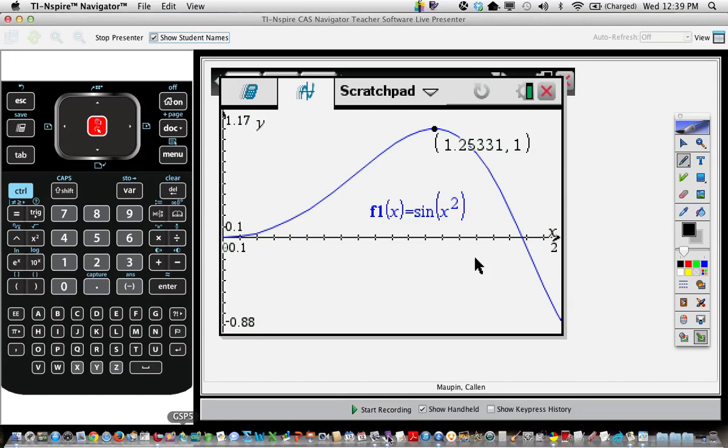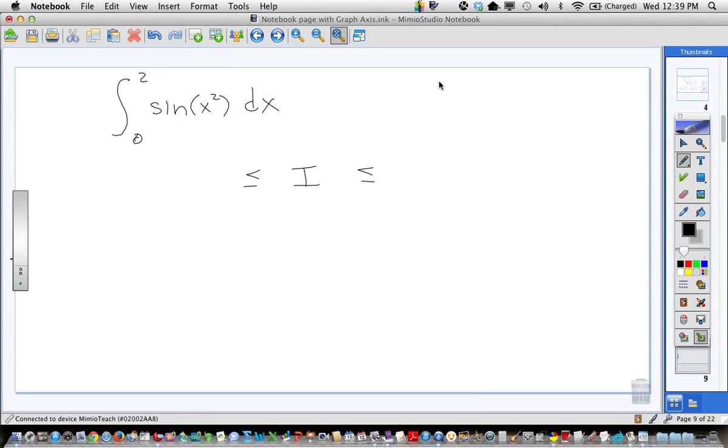So back to this. It's increasing until that point. So what would be under? Left. So we'll do 10. Let's do 20. 20 left rectangles up until that point. So that's going to be from 0 to 1.25331. Was that the number? I think that was it.